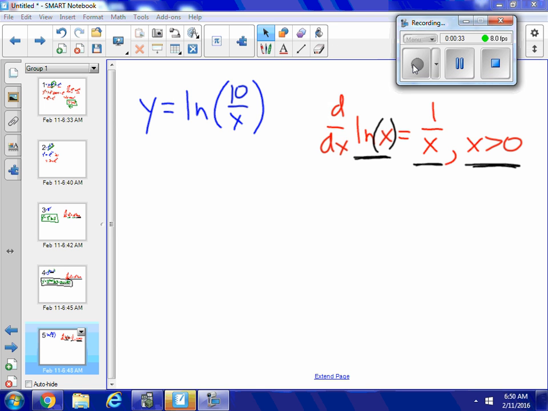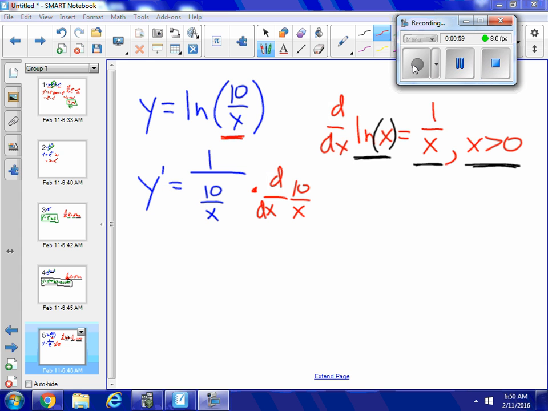So let's see if we can work on this one here. Well, y prime is equal to 1 divided by 10 over x. And since this is a function in here as the argument, it's not just plain old x, I have to multiply it by the derivative of 10 over x. So first off, let's deal with this blue piece here. And that's the reciprocal of 10 over x, which is equal to x divided by 10.